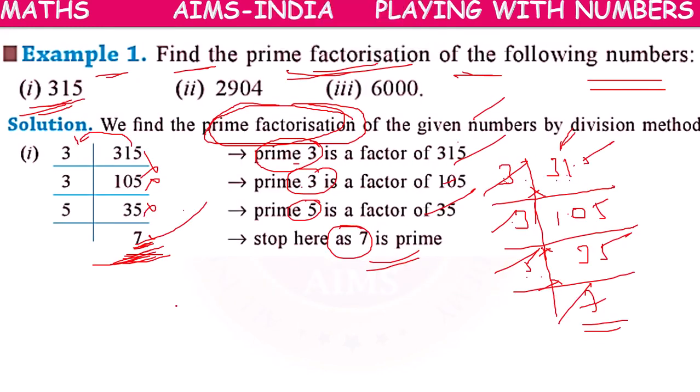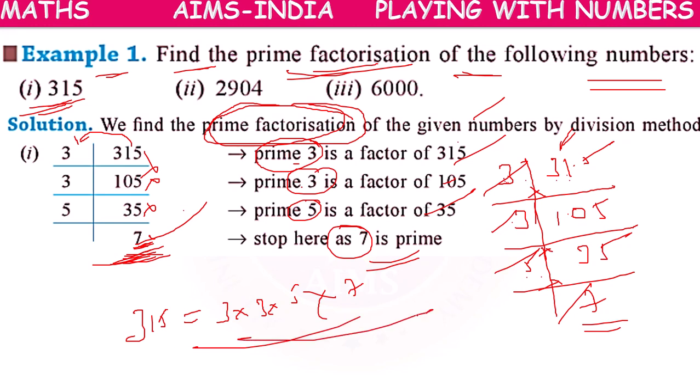So here, 315, according to prime factorization, can be written as 3 into 3 into 5 into 7. Like that, we can do prime factorization of any number. We will start with a prime number and go on dividing until we get another prime number at the end. If we get a prime number in the last step, then we will stop dividing.